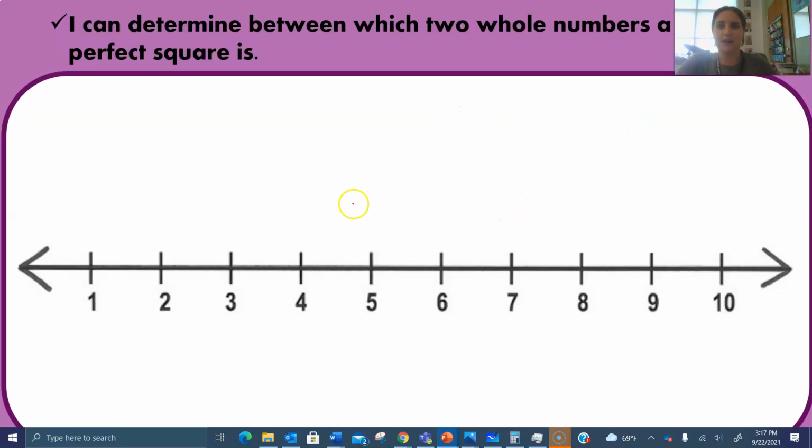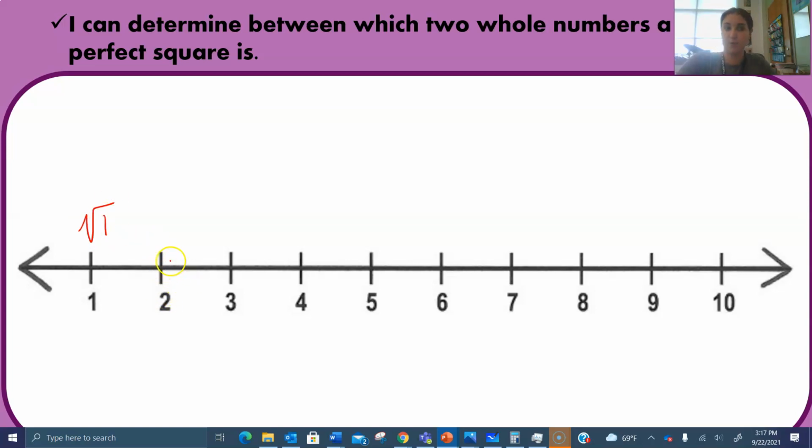So let's start with this number line. Before we approximate a number, I want to place some square roots on this number line so that it'll help us approximate it. You'll see. So these are all of our numbers. The square root of 1 equals 1. So this is where the square root of 1 would go.